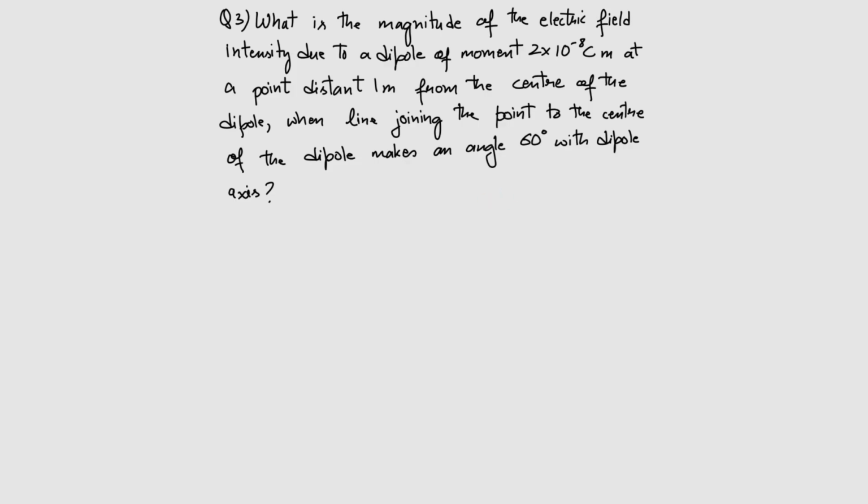So let us draw a diagram, a simple diagram. If I have here, let's say, this is my charge plus Q and this is my charge minus Q. This is my dipole. The distance of the dipole is 2A, right? Then now, this is the center of the dipole.